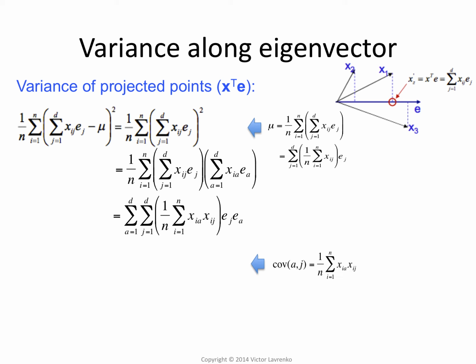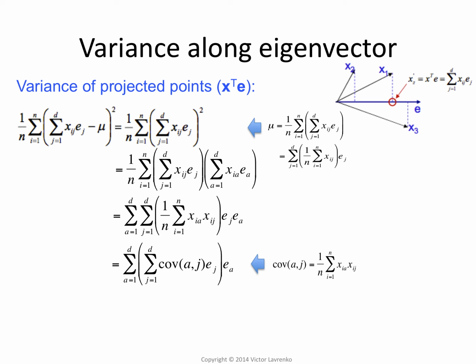That is the covariance between attribute A and attribute J. So it's just an entry in the covariance matrix. What I'm doing is summing up over all attributes A and over all attributes J the covariance of A and J, multiplied by the jth component of an eigenvector, multiplied by the ath component of an eigenvector.